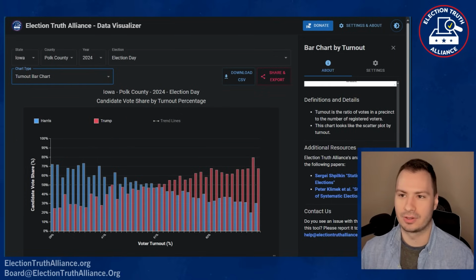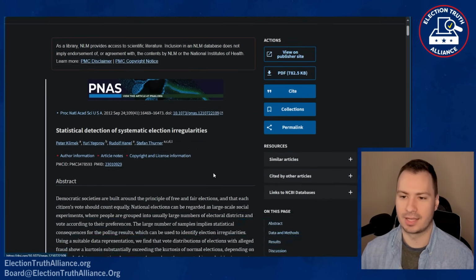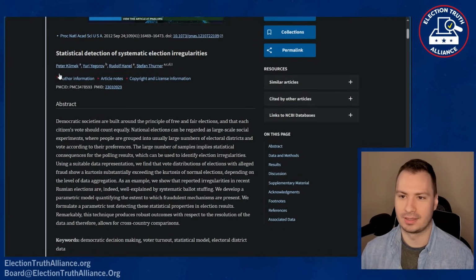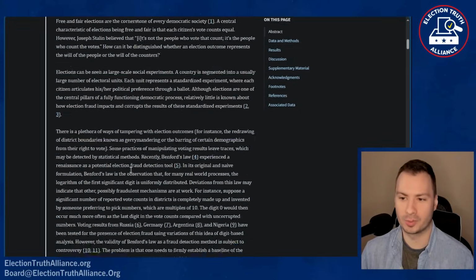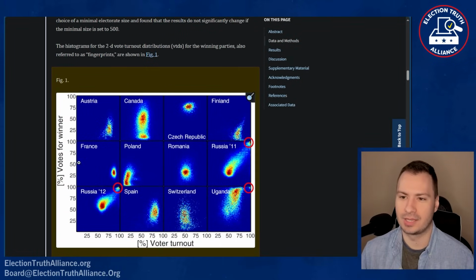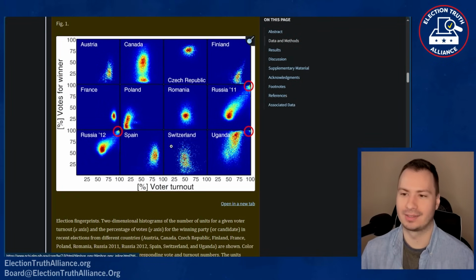And then to highlight this further, Peter Klimek and his co-authors came up with a heat map analysis. He is arguing the same concern: if you were to potentially manipulate an election, you would need to impact multiple precincts. And so he creates this heat map analysis.